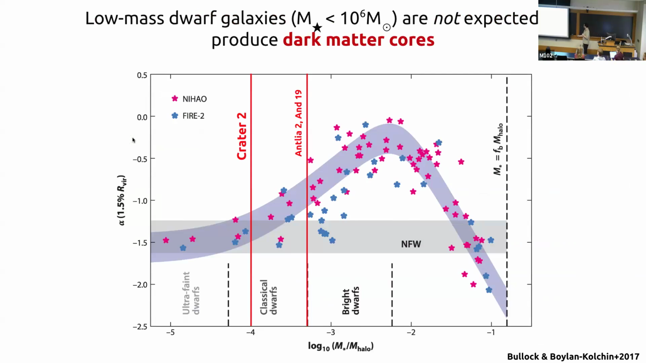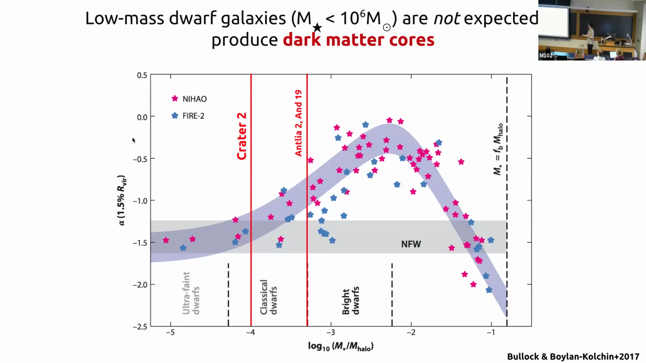So what this is showing right here in the vertical axis is the slope of the inner dark matter density profile. Essentially it's just a measurement of your central dark matter density in a given galaxy. And the horizontal axis is really what matters: this ratio between the stellar mass and the halo mass of a given galaxy.